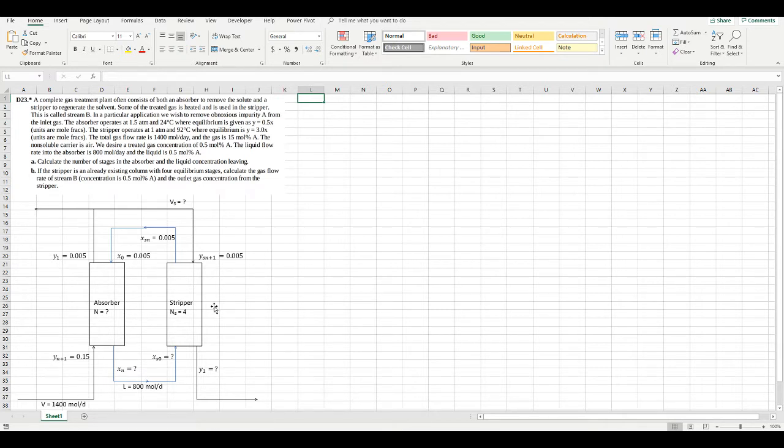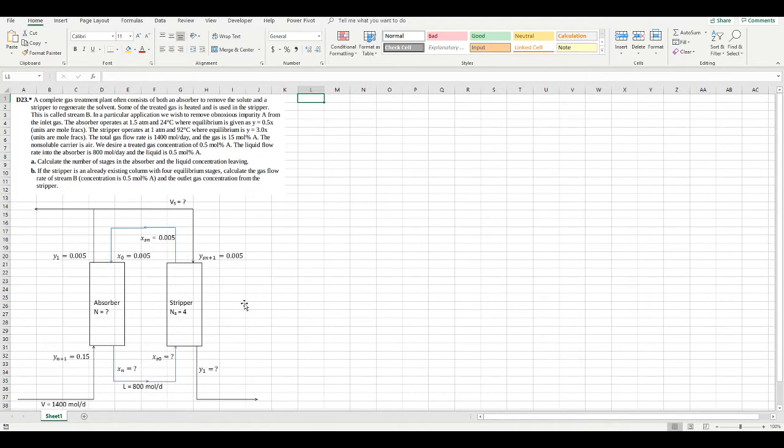And we're tasked with finding the number of stages in the absorption column, the inlet liquid concentration for the stripping column, the outlet gas concentration for the stripping column, and figuring out how much of the gas is sent to the stripping column. So let's get started by just writing down what we know.